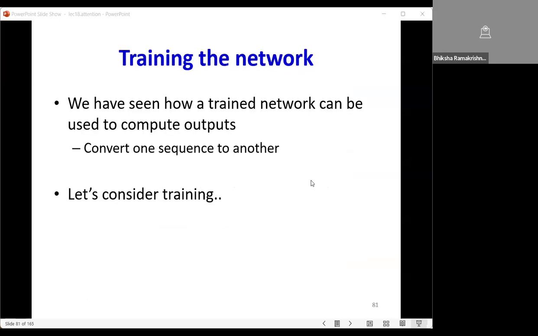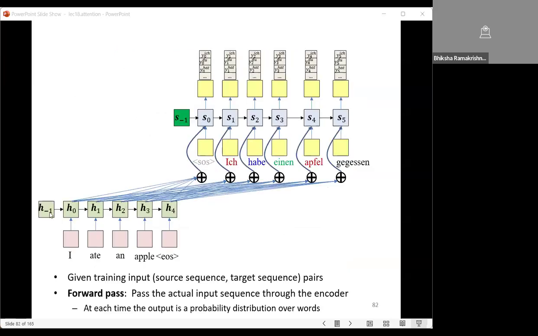So we've seen how a trained network can be used to compute outputs. You convert one sequence to another, right? But then how about training? Again, when we train the network, you're going to be given the training input. The training data are going to have the source sequence and the target sequence. So it could be I ate an apple, ich habe einen Apfel gegessen. During the forward pass, you're going to pass the input sequence through the encoder.